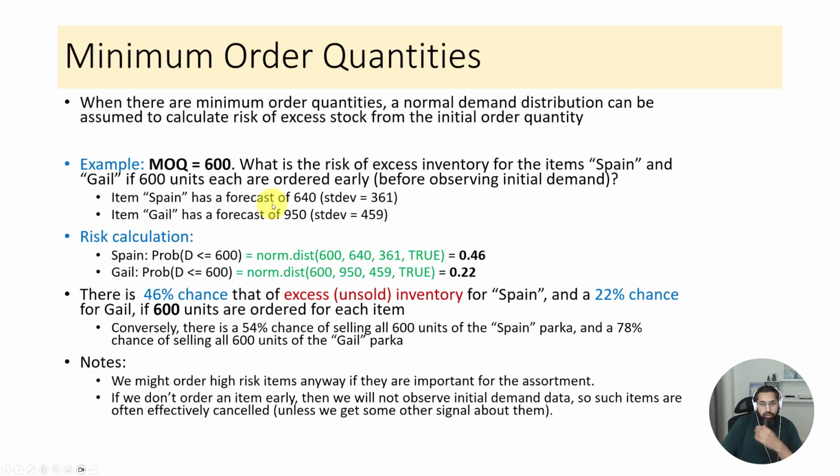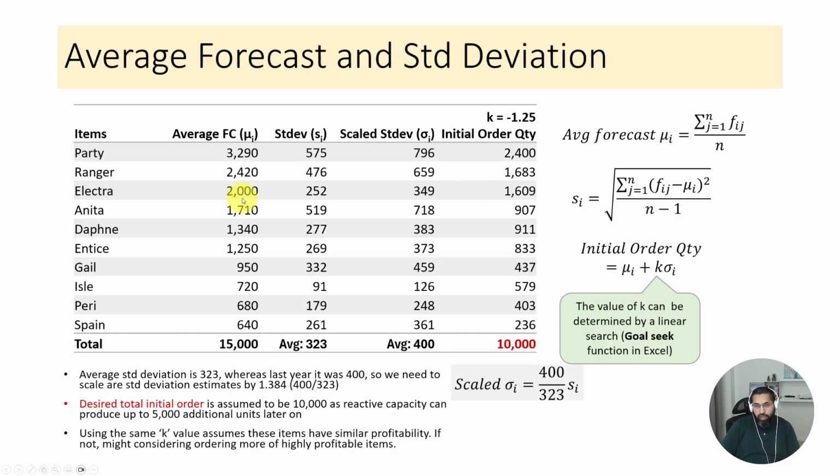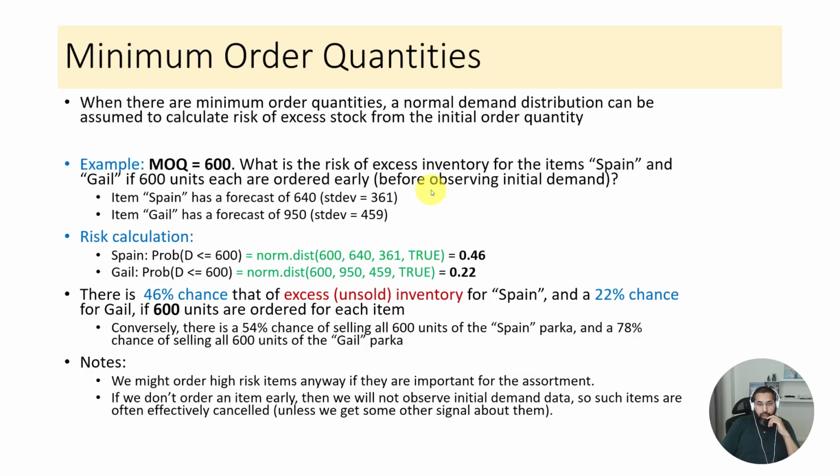Okay. So what I want you to think about when you do have MOQs is that you can assume these SKUs have a normal demand distribution around a mean. Each SKU has a mean and a standard deviation. And so you can assume that there's a normal distribution of possibilities. The demand can be above the mean or below the mean. So if you assume that, you can calculate probabilities.